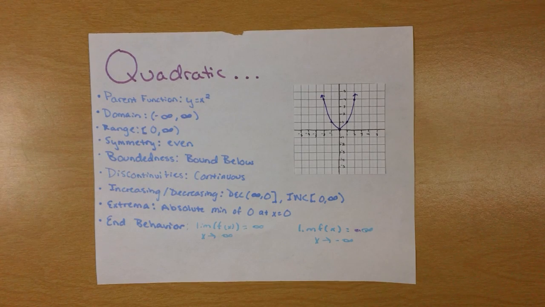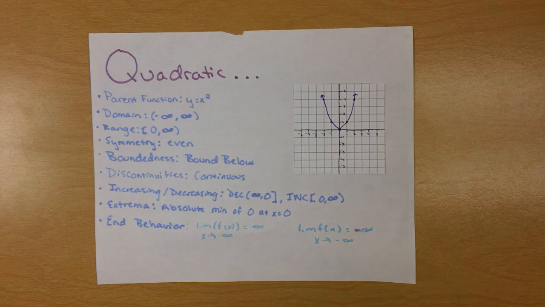The graph is evenly symmetric over the y-axis. The graph is bound below at x equals 0. There are no asymptotes because the graph is continuous. The graph decreases from negative infinity to 0 and increases from 0 to infinity. The graph has an extrema of an absolute minimum of 0 at x equals 0.